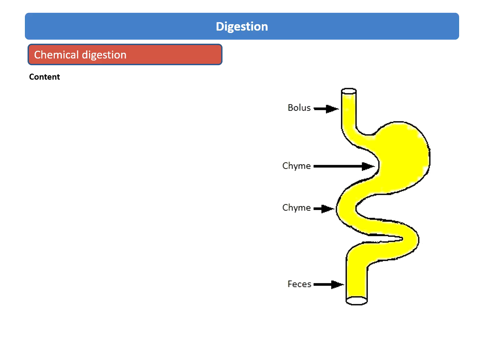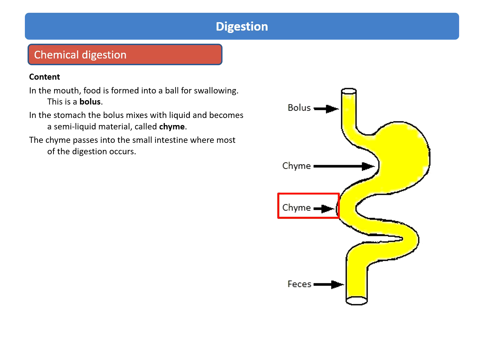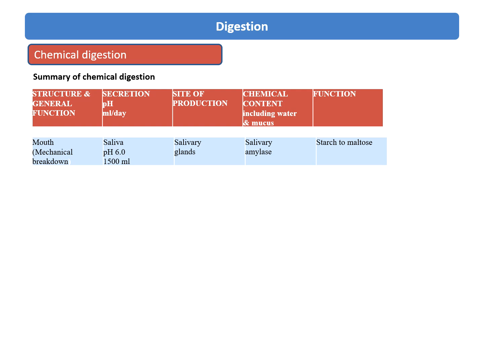Now, what about the content of the GI tract? Well, in the mouth, food is formed into a ball for swallowing. This is the bolus. In the stomach, the bolus mixes with liquid and becomes semi-liquid material called chyme. Chyme passes into the small intestine where most of the digestion occurs. The undigested wastes become feces in the large intestine.